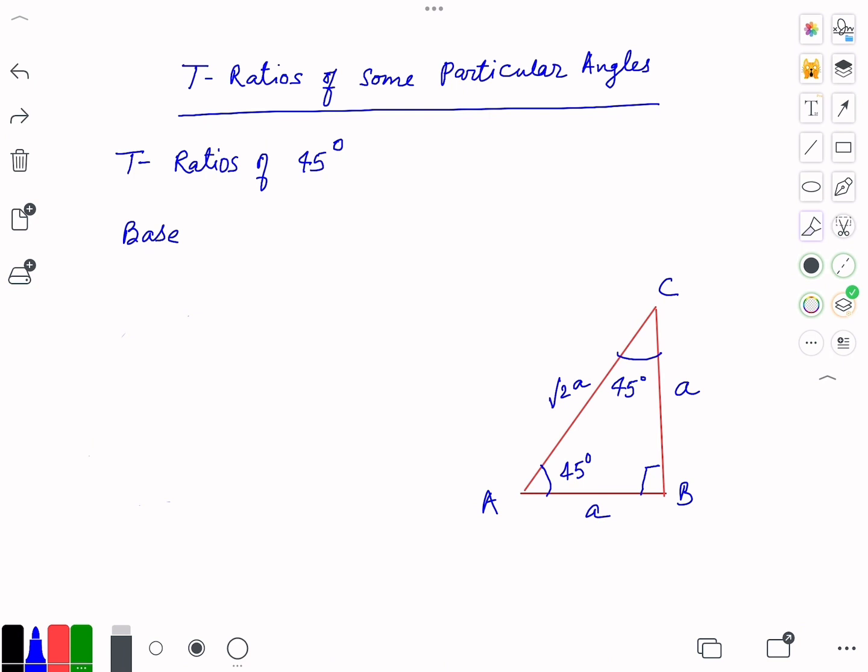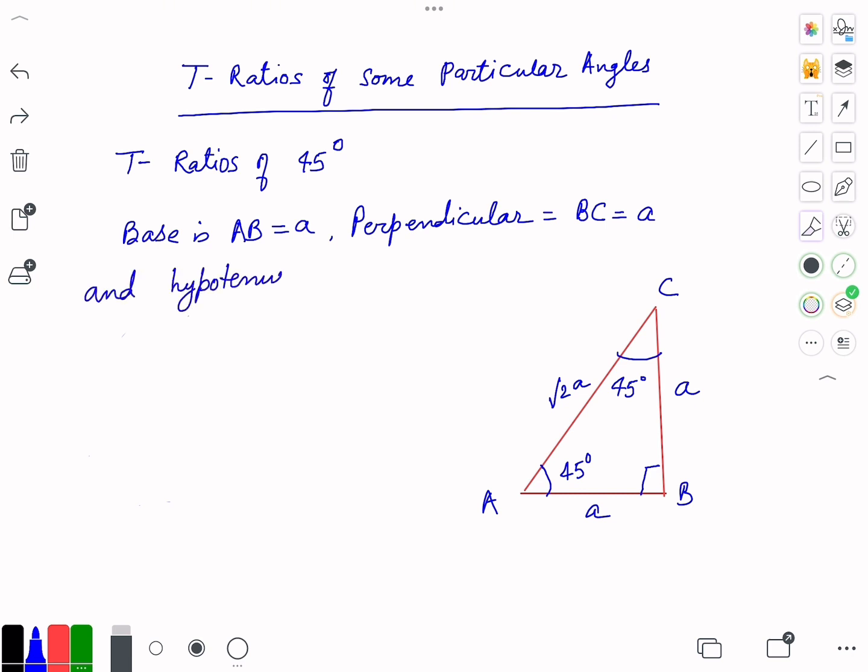Now in this figure, base is AB, which is equal to a, and perpendicular is BC, which is also equal to a, and the hypotenuse is equal to AC, which is equal to root 2a. Now we already know as per my last video that sine theta is equal to perpendicular by hypotenuse. Here sine 45 degree is equal to perpendicular, which is BC, by hypotenuse, which is AC. That means a by root 2a, which is equal to 1 by root 2.